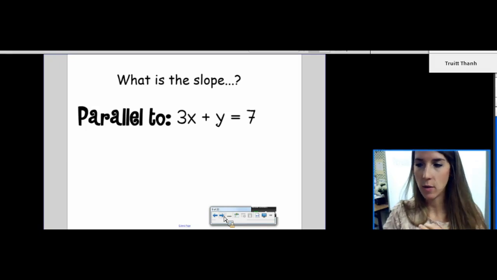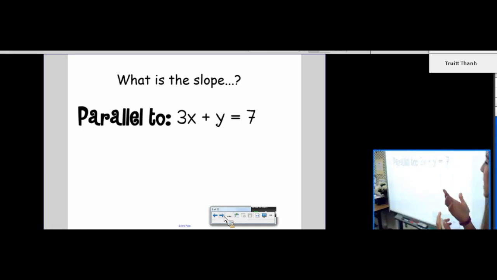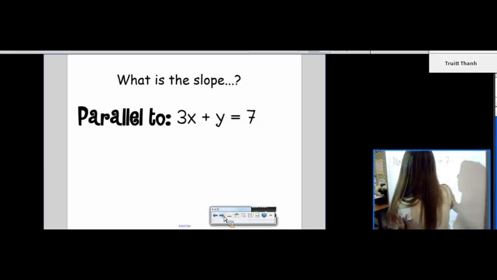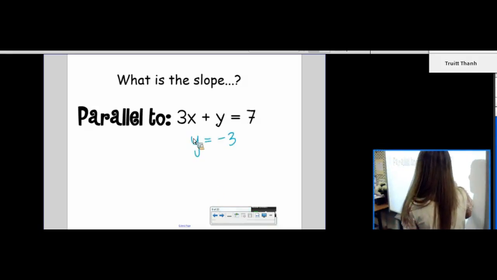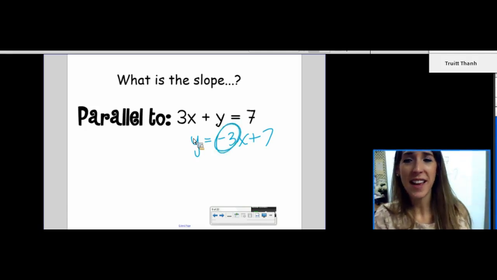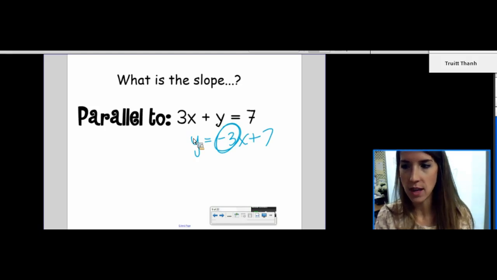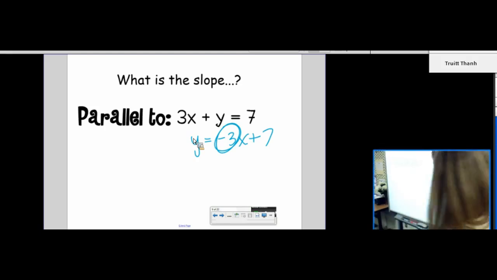Now we're doing some parallel ones. What is the slope parallel to 3x plus y equals 7? Megan, this one's yours. Oh, you were quick. Very good. If we want to be parallel, just make sure you're changing nothing at all about the slope. Students always want to take the negative off or something. Parallel lines have equal slopes, so the answer was -3. Awesome.